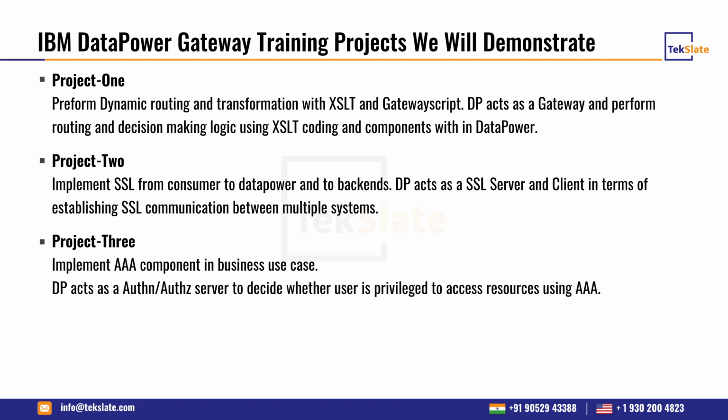And there is another one, implementing the AAA component in a business use case. If you are expecting some routing and transformation to be performed in DataPower, it's not a plain routing or transformation, but definitely the consumer has to get authenticated and authorized against the DataPower layer, the ESB layer. That authentication and authorization we're going to apply using a third-party authentication server called LDAP, which is the Lightweight Directory Access Protocol, used for user authentication. Lakhs and millions of users are onboarded in LDAP, and DataPower will integrate with LDAP and get the resource identities. We'll see that scenario as part of project 3.